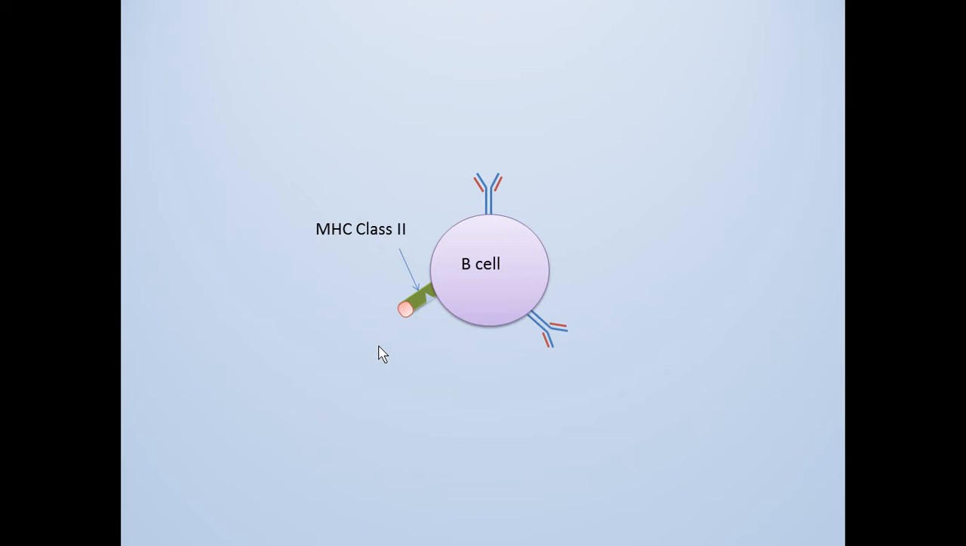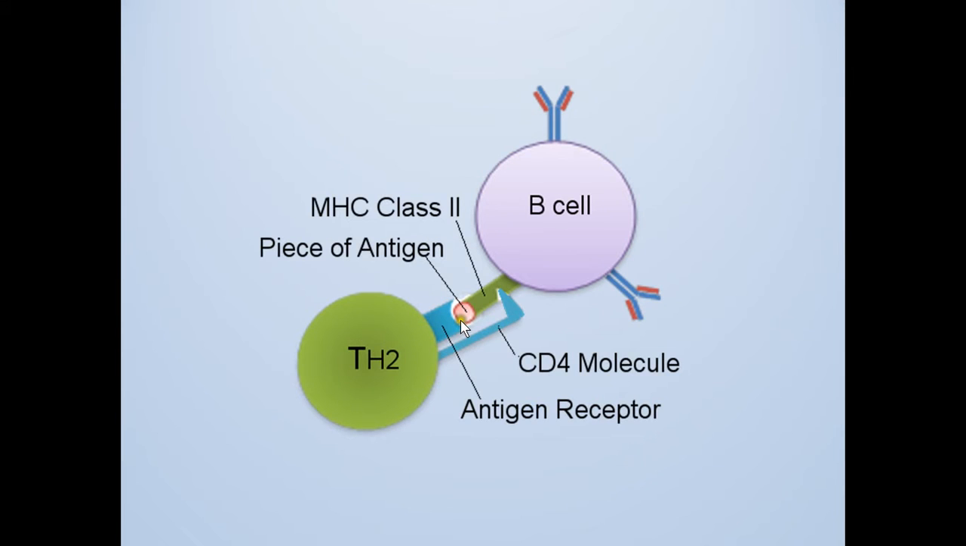This requires the help of a helper T cell. The helper T will bind to the B cell if it recognizes both the MHC and piece of antigen. As you see here, the T cell uses its CD4 marker to recognize the MHC on the B cell. The T cell uses its TCR, the antigen receptor, to recognize the piece of antigen being presented.